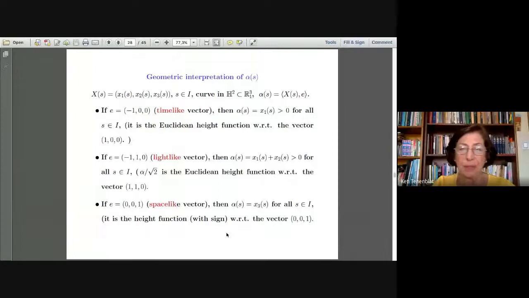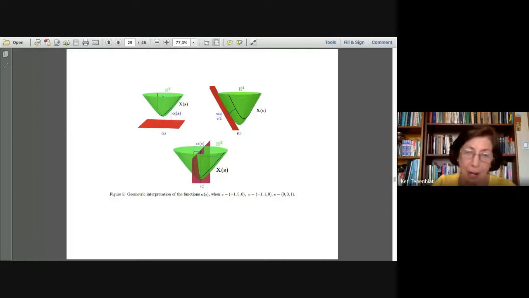So here you have the picture of the geometric interpretation of alpha. If you have the curve here, this is the black thing here. So alpha of s will be this Euclidean distance function with respect to this vector (0, 0, 1). If you are in the case of the light-like vector, then alpha of s divided by square root of 2 is this distance function with respect to this plane. And in the third case, you have the distance from the points of the curve to this plane here, which gives you the interpretation of alpha as a distance function with respect to certain planes in each case.